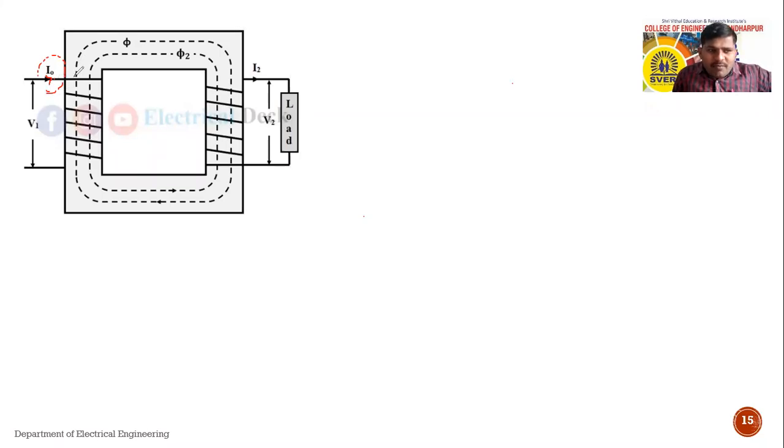See, due to current flowing in this primary winding, it will set up some flux phi. This flux phi is nothing but the flux set up due to that no load current I0.